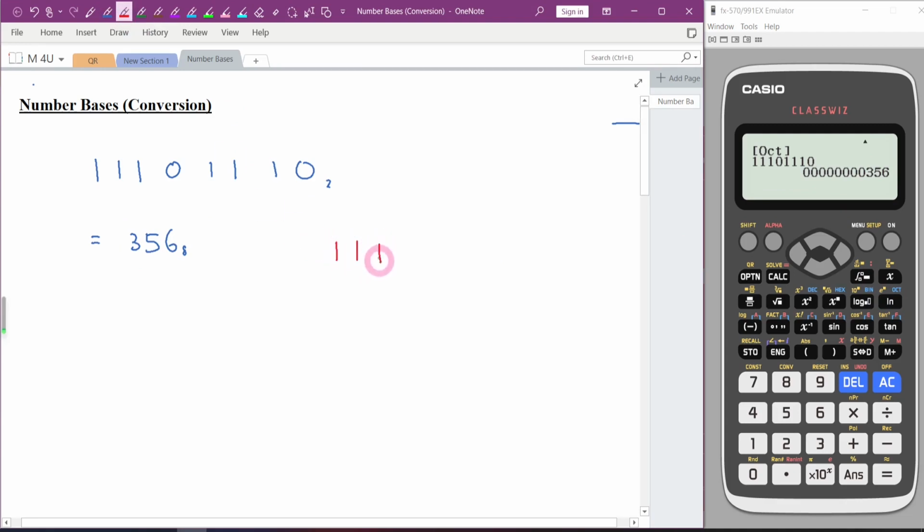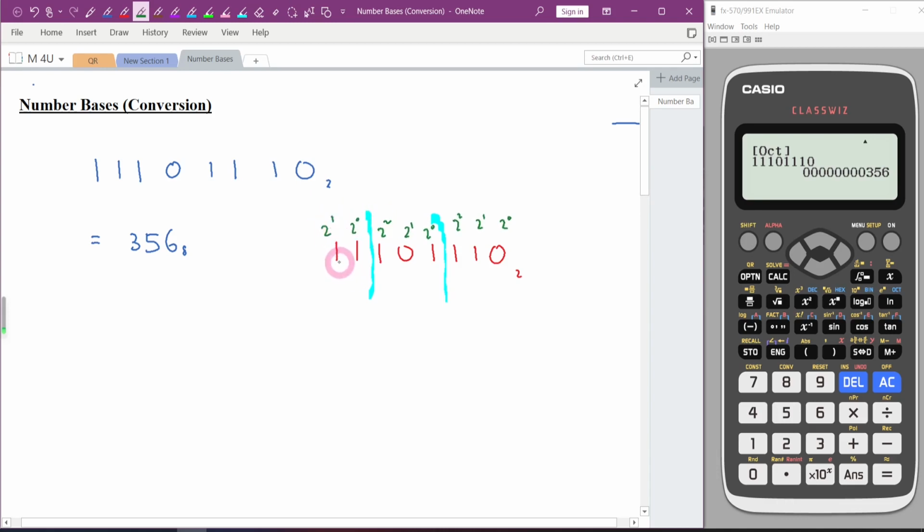1, 1, 1, 0, 1, 1, 1, 0. Okay, start from your left hand side. Oh, sorry. Start from your right hand side. Start from here. 1, 2, 3, break it. 1, 2, 3, break it. Then 2 power 0, 2 power 1, 2 power 2. Repeat again the same thing. 2 power 0, 2 power 1, 2 power 2. Do the same thing for the rest.